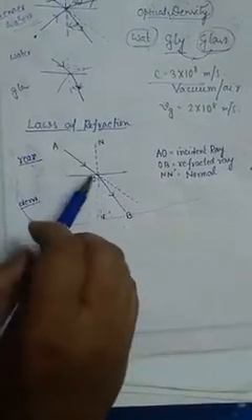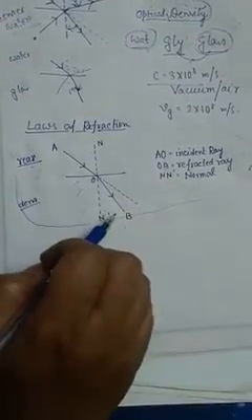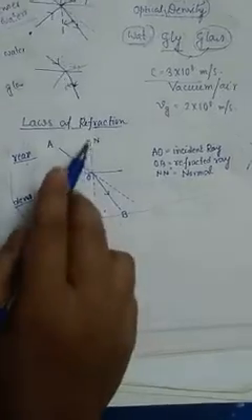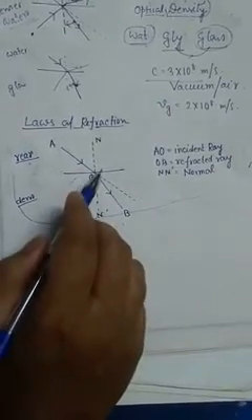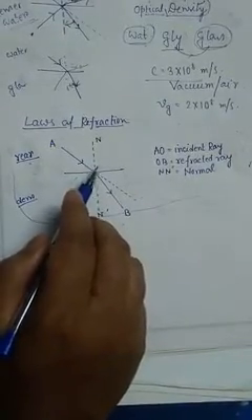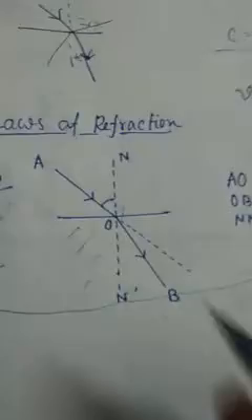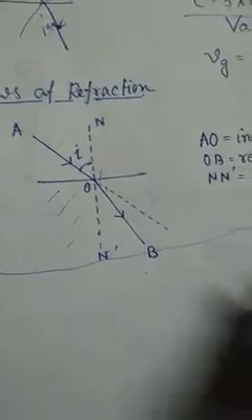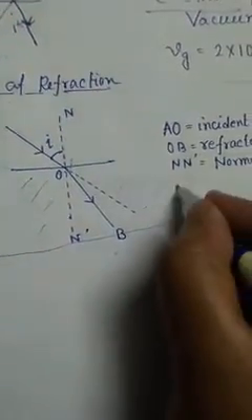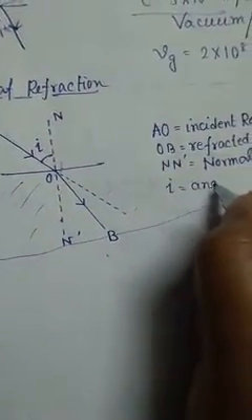So as I have told, AO is the incident ray, OB is the refracted ray, and NN prime is the normal. Normal means this is 90 degree with this medium. Okay, now this angle, take a close look. This angle is known as angle of incident. It is written by I. So I is the angle of incident. I am writing here, this is angle of incident.